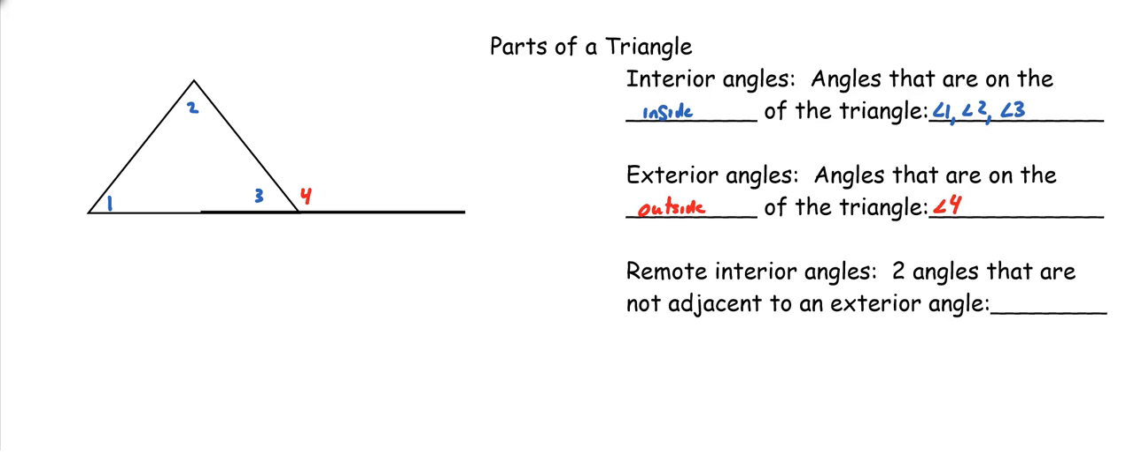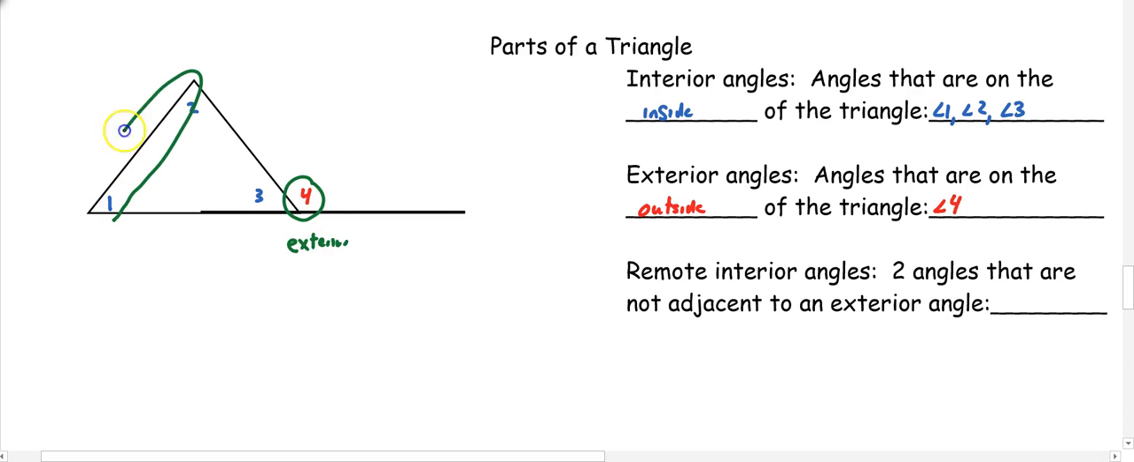Now, an important thing to know is that the remote interior angles are the two angles that are not adjacent to the exterior angle. So if 4 is the exterior, then angle 1 and angle 2 are the remote interior angles.